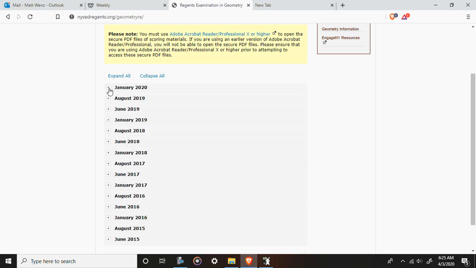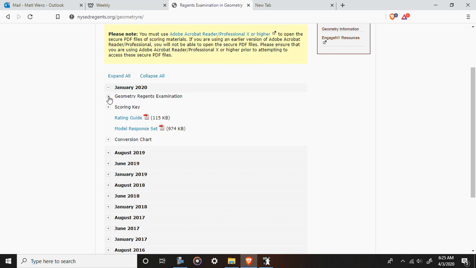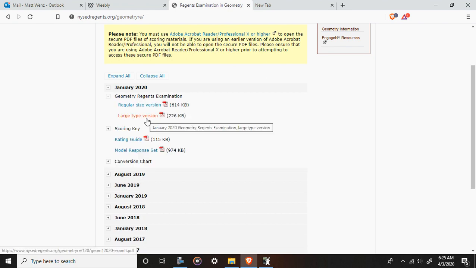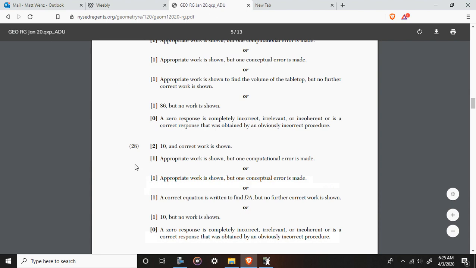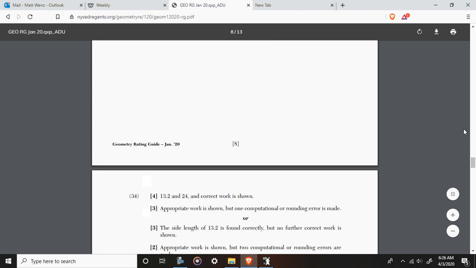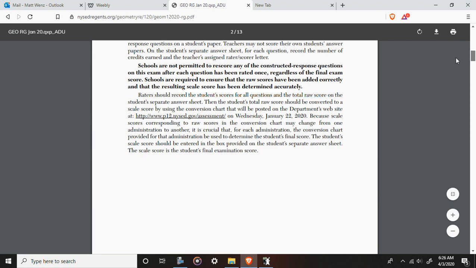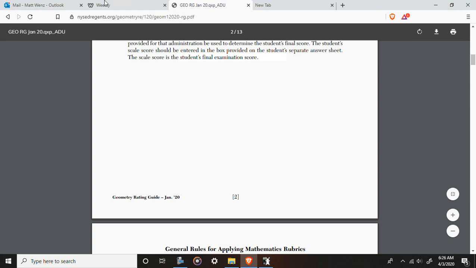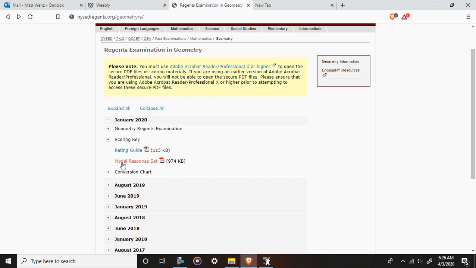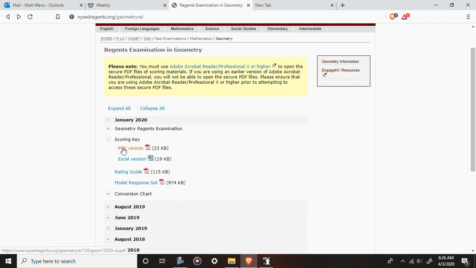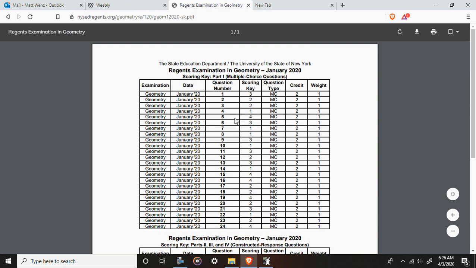So if you open up here, then you're going to have to open up examination. It'll give you the regular or large print version, and there's also the rating guide, the model response set. Okay. These are kind of the answer keys. So if you want the answer keys, you can pick a rating guide, and it will give you the answers for part 2, 3, and 4. I believe it gives you multiple choice answers too. Where is it? Scoring key. Sorry, scoring key PDF version, and you can look up all the answers there. Okay.